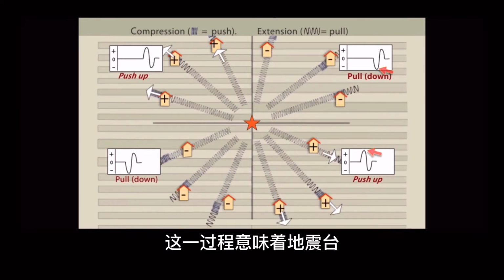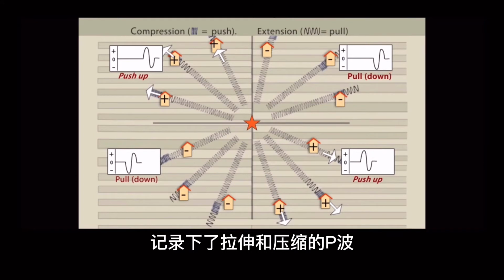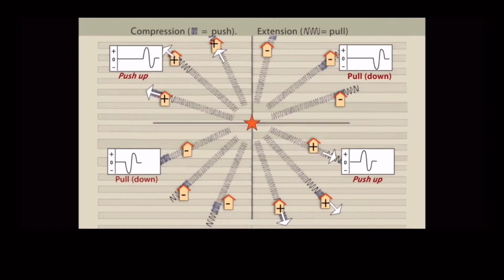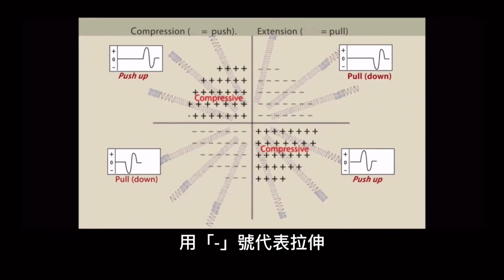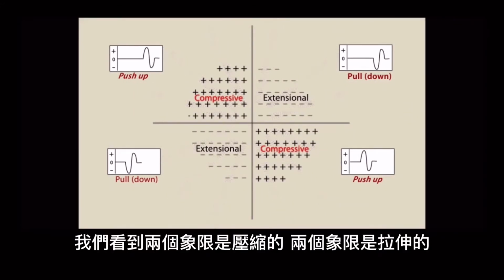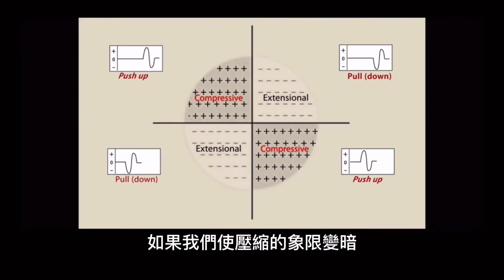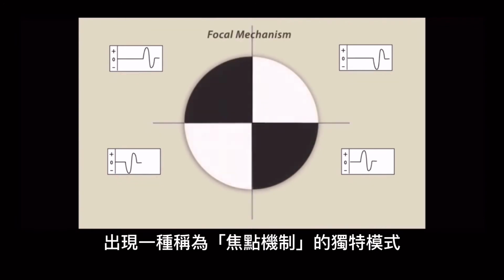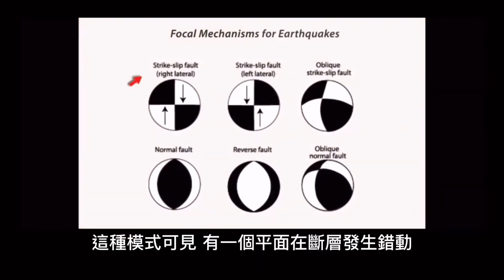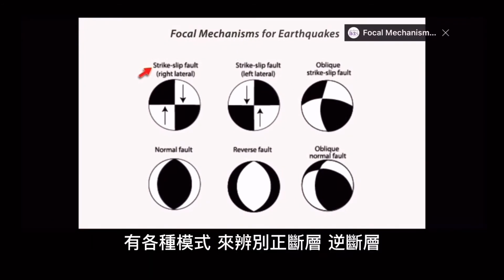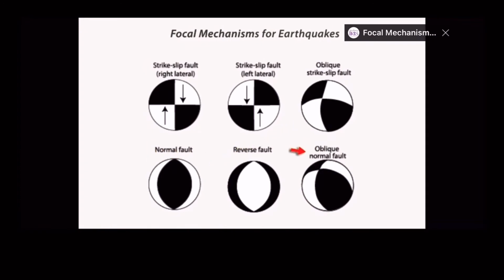This process means that seismic stations record both extensional and compressional P waves. If we represent compression with plus signs and extension with minus signs, we see that 2 quadrants are compressive and 2 are extensional. If we darken the compressive quadrants, a distinctive pattern called a focal mechanism arises. This pattern tells us that there was a horizontal strike-slip motion on this fault. A variety of patterns indicate whether the fault was normal, reverse, strike-slip, or a combination.